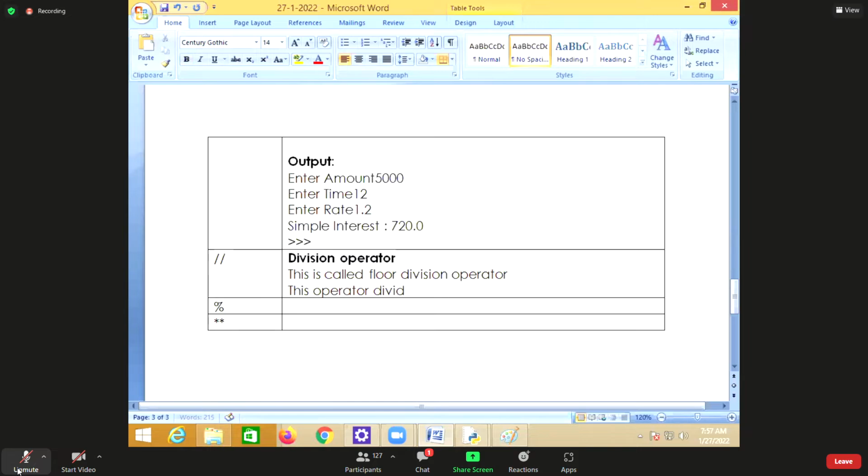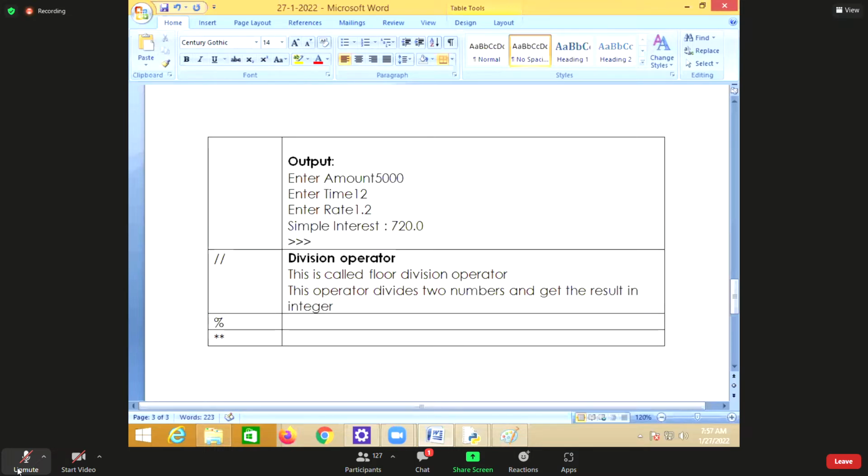divides two numbers and gets the result in integer. Get the result in what? Integer. Get the result in integer.